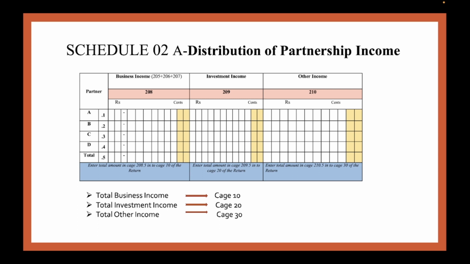In case there is an investment loss, enter that loss as a minus figure under the column 209, but do not take the minus figure into Section 1. Instead, enter 0 in the cage 20 and carry the loss to Schedule 6. You have to follow the same procedure with regard to the other income and also with the capital gains.